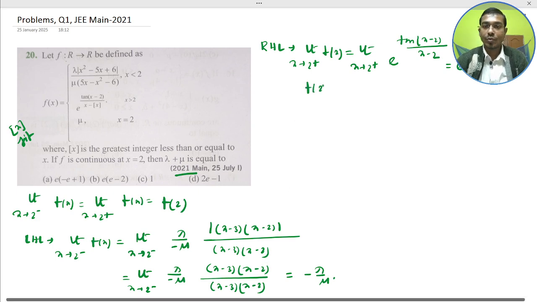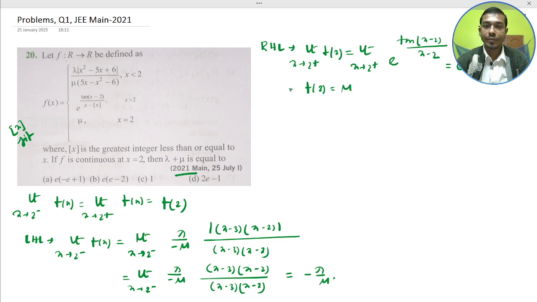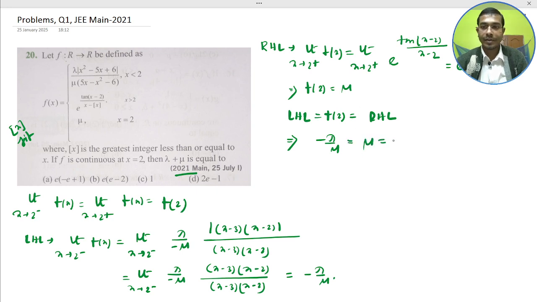So f(2) is given as what? Mu, that implies left hand limit is equal to f(2), that is equal to right hand limit. That implies that minus lambda by mu is equal to what? Mu is equal to what? The function of 2, f(2), that is equal to what? E. So lambda equal to minus e square and mu equal to e.